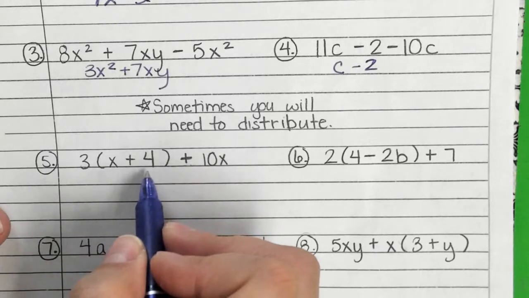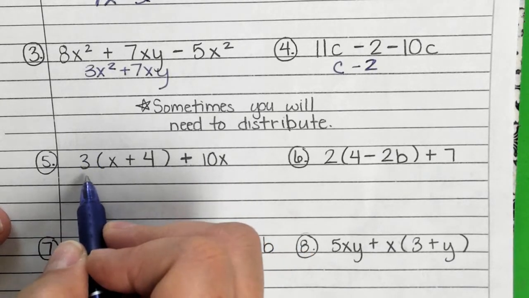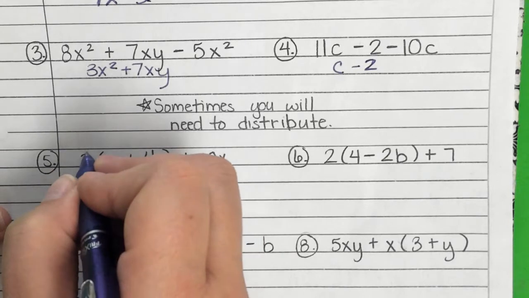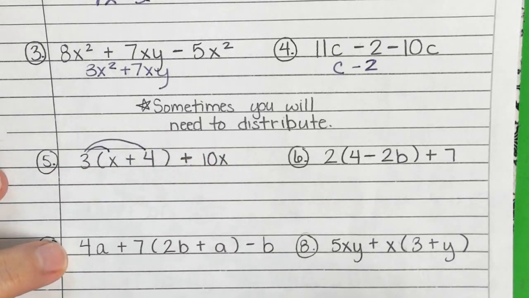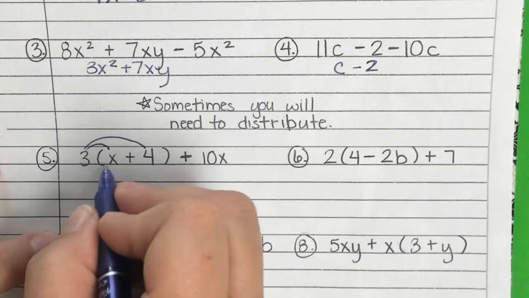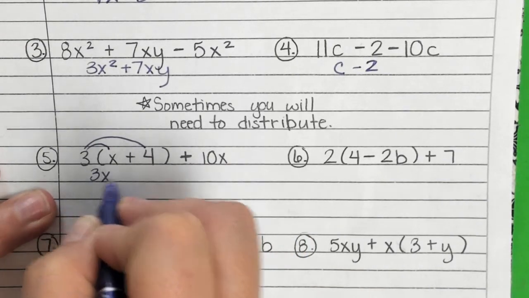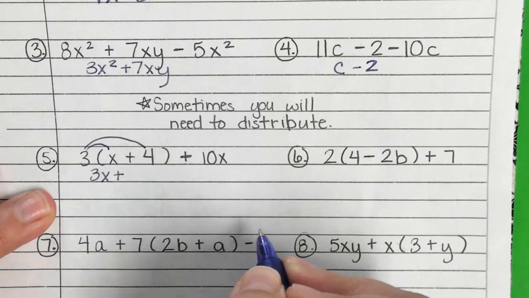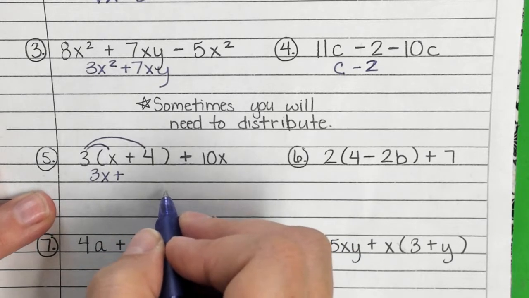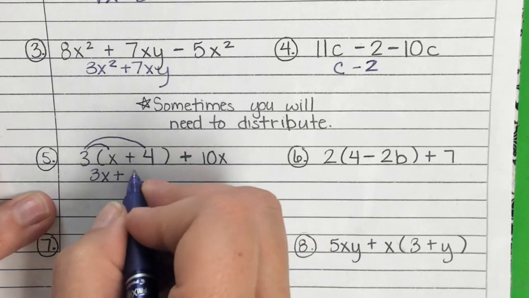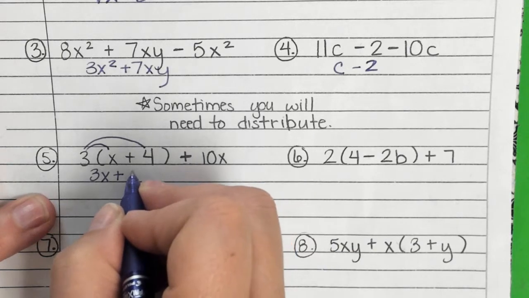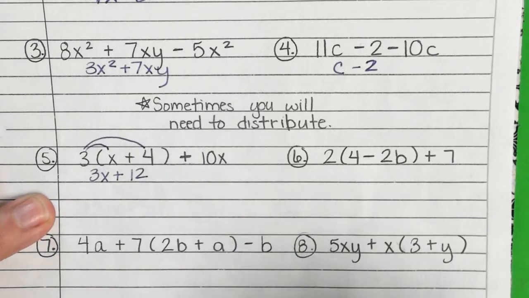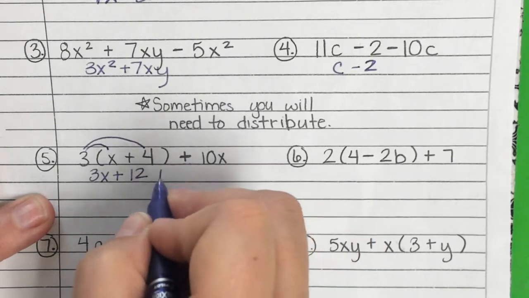So I see these parentheses. I see the number outside it. What does this number tell me to do? Multiply. And I'm going to multiply by everything that's in the parentheses. So this would become 3x plus what? 4x. Which is? 4 times 3? 12. Come on, guys, we're not adding. And then this 10x stays the same.